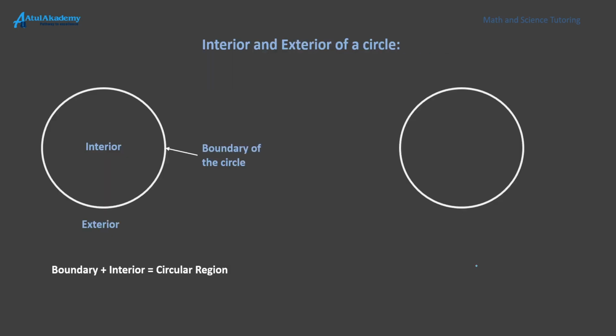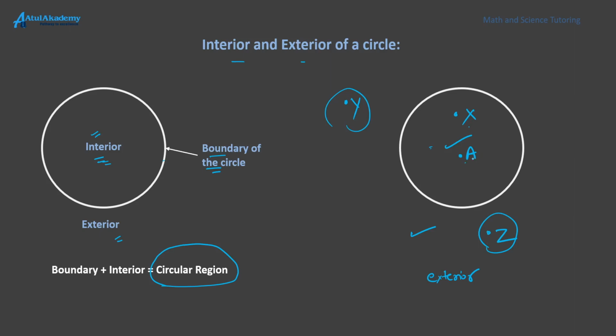Now, interior and exterior of a circle. A region inside the circle is called the interior of the circle. The region outside the circle is called the exterior of the circle, and this is called the boundary of the circle. Interior plus boundary becomes the circular region. Whenever we draw a circle on a plane of paper, we have an interior region and an exterior region. If I say this point A lies here, X lies here, Y over here, Z over here, then Y and Z are in the exterior of the circle and X and A are in the interior of the circle.